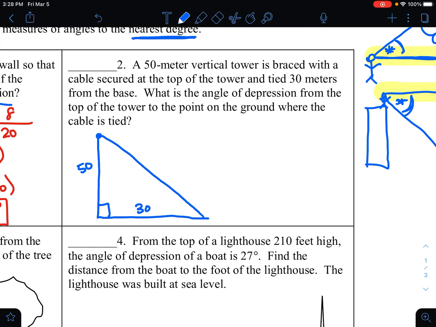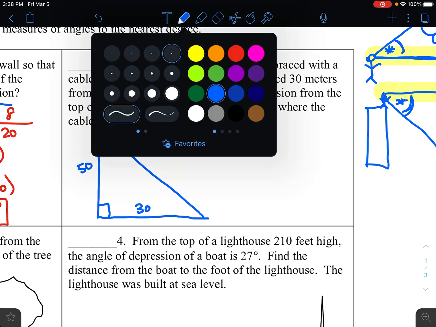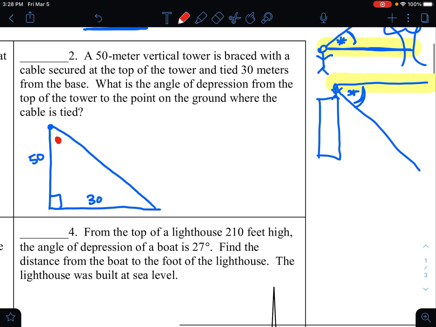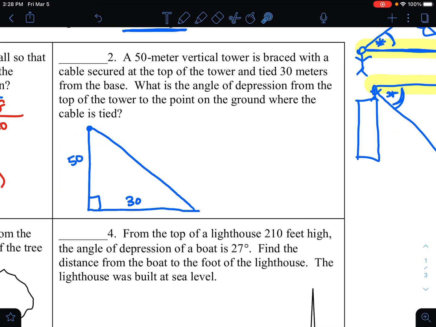What is the angle of depression from the top of the tower to the point on the ground where the cable is tied? Okay, so this is where it gets a little tricky. A lot of people have a tendency to call that the angle of depression. But the problem with that is, over here, we've got to have a horizontal line, and I don't have one there. So here's what we're going to do. I need to make a horizontal line. Okay, so I'm just going to make this horizontal line of sight. And so my angle of depression is going to be right there. Okay, so it's got to go from the horizontal down.